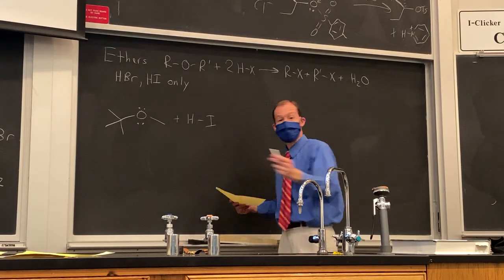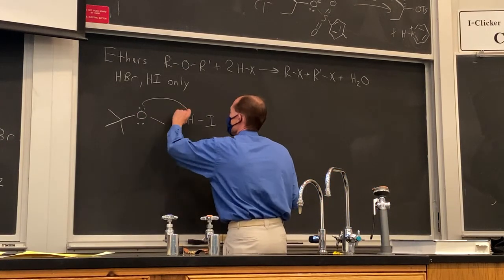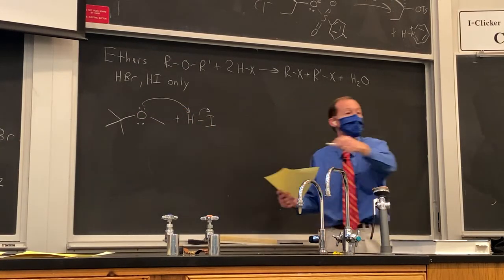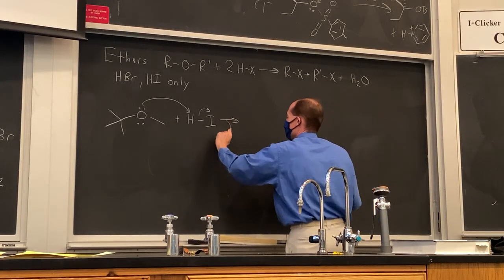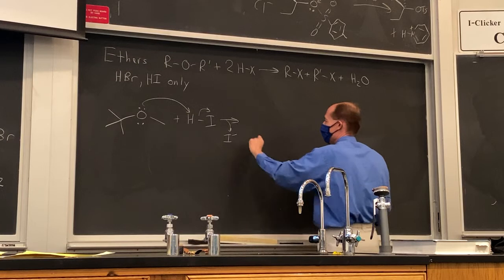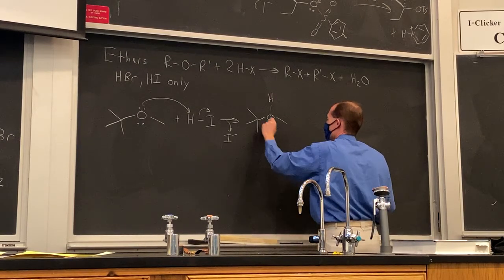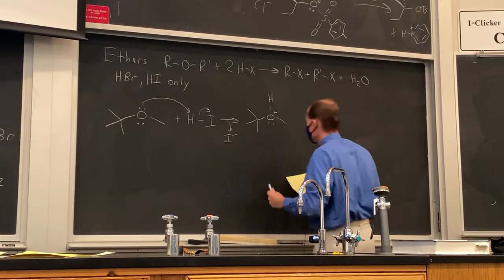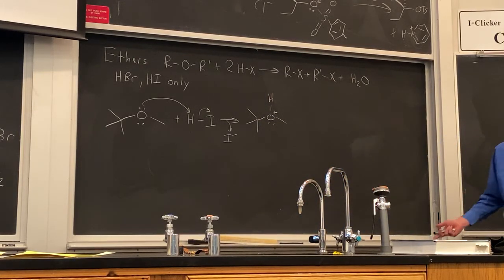And we're going to react that with HI. Okay? And it shouldn't surprise you at this point that the first step is going to be protonation of the oxygen. Okay, that should be familiar. And we're generating iodide, and then we're generating an oxonium ion, okay? All right, so what's going to happen next? Think about the reactions with alcohols and HX. That gives you an idea of what happens next.